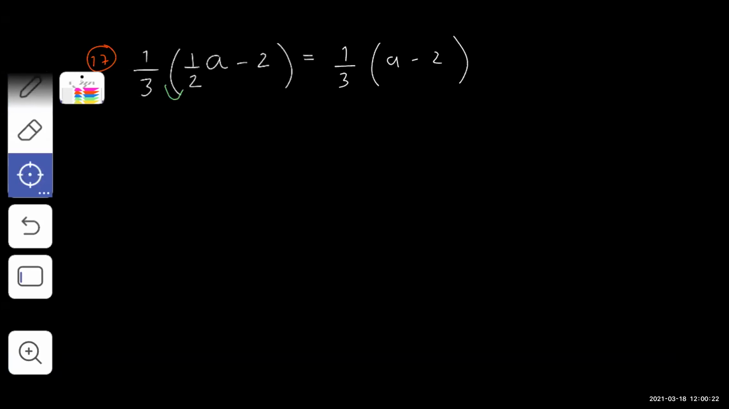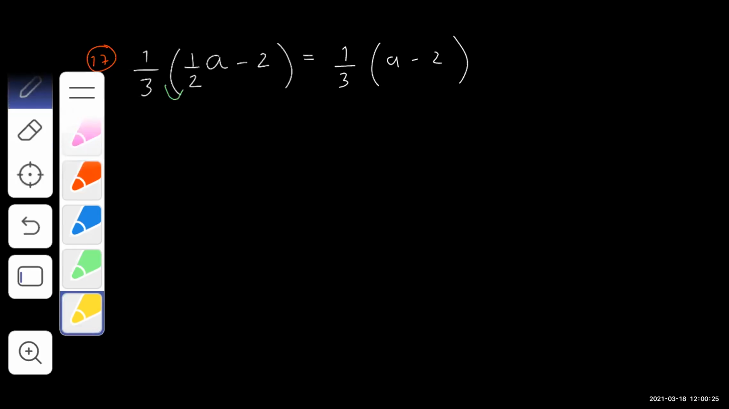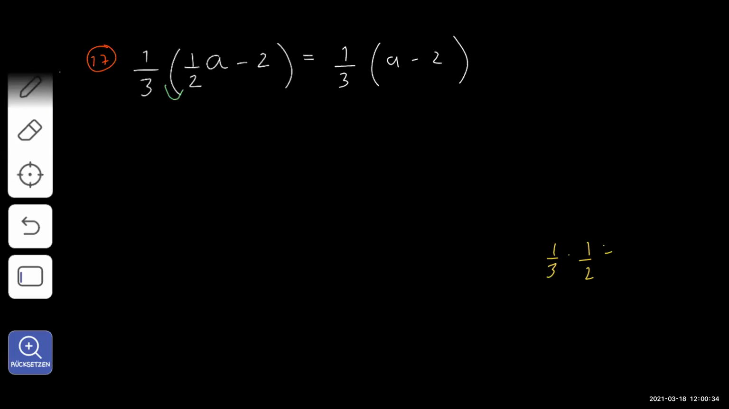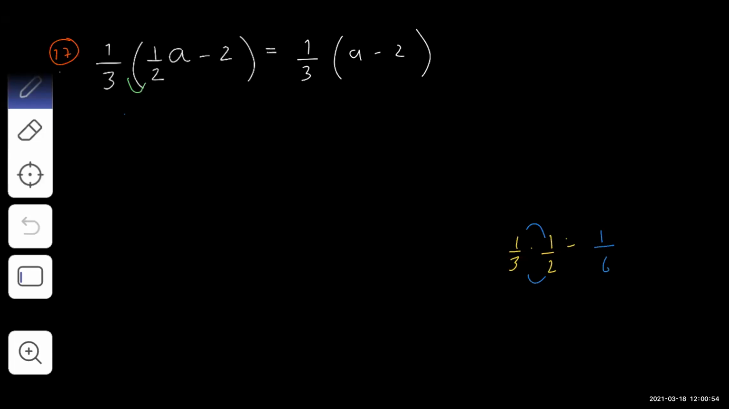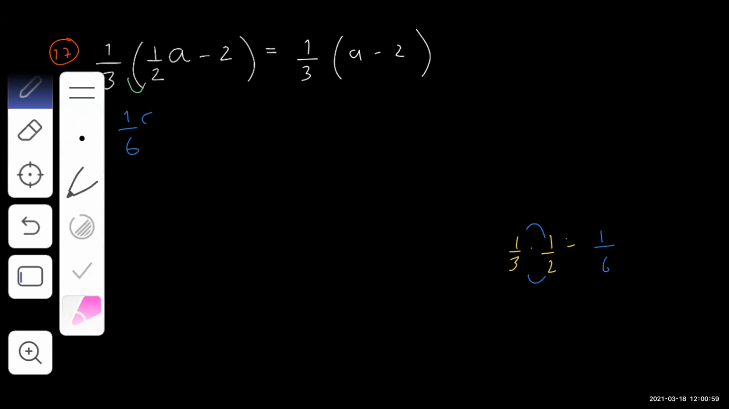Let's have a look at this. We got 1/3 multiplying 1/2. How do we multiply fractions? Numerators with numerators, and denominators with denominators. Denominator times denominator, 3 times 2 is 6. Okay, that's what I got, guys. 1/6 of what? What is the variable? The variable is a. Thank you. Let's go to the other one.